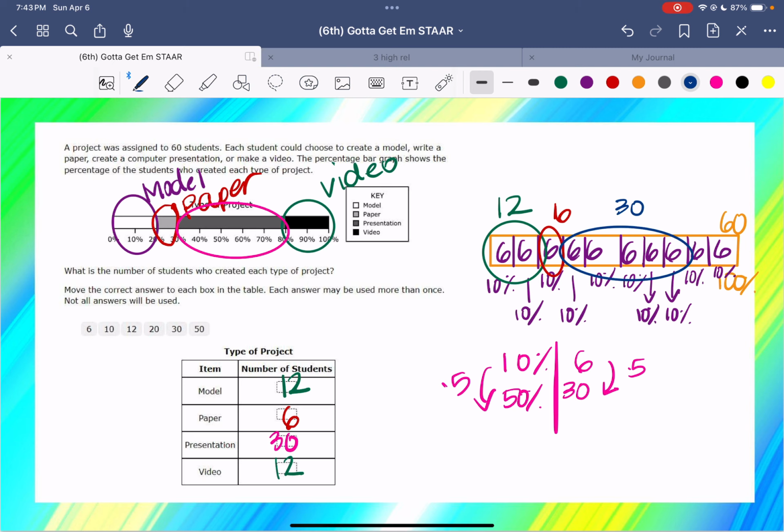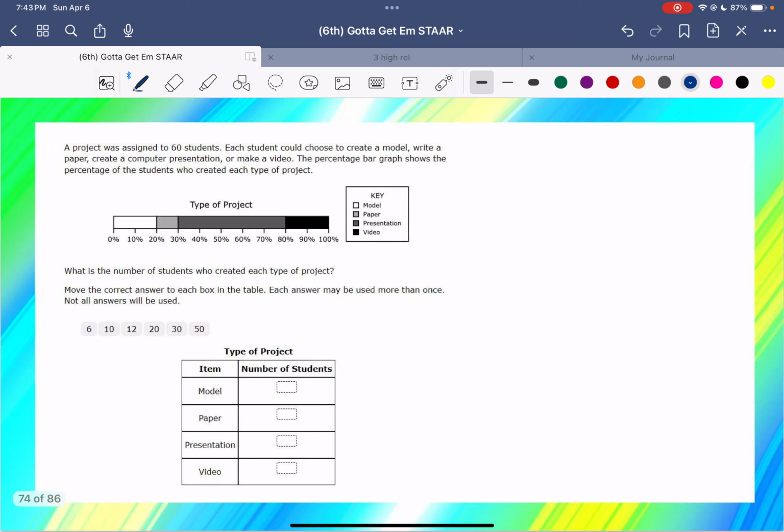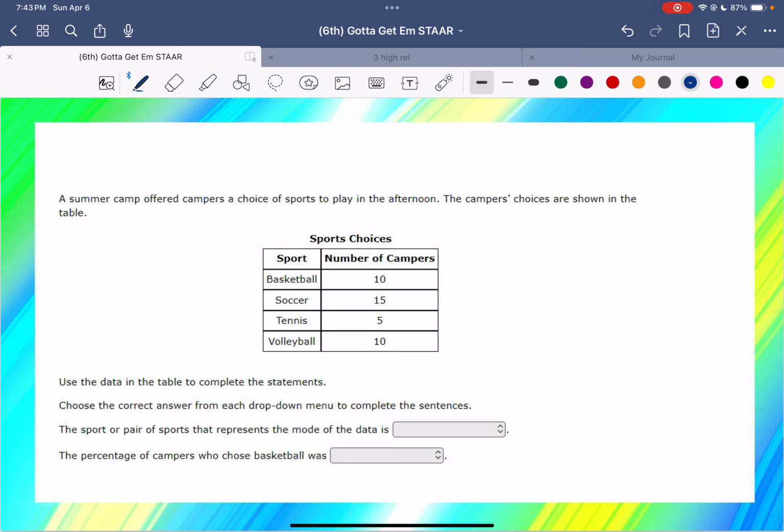All right, so let's go to our next percent problem. It says a summer camp offered campers a choice of sports to play in the afternoon. The campers' choices are shown in the table. This also is from a previous STAAR. And so it says basketball is 10, soccer is 15, tennis is 5, volleyball is 10. Choose the correct answer from the drop-down. Well, there's not going to be a drop-down because this is on my iPad. But on the STAAR test, you'd be able to select and you'd see a drop-down.